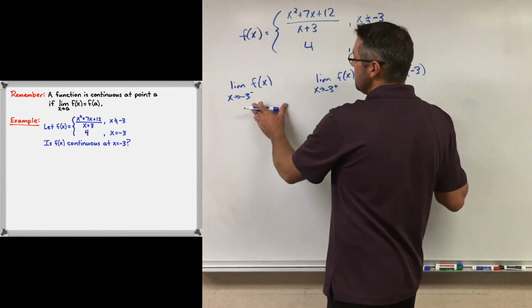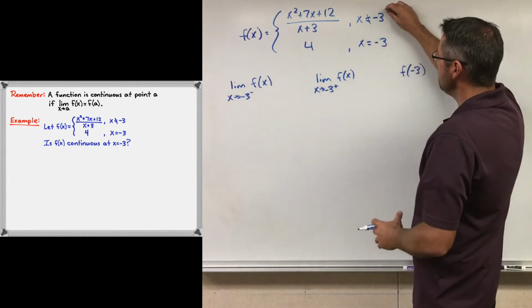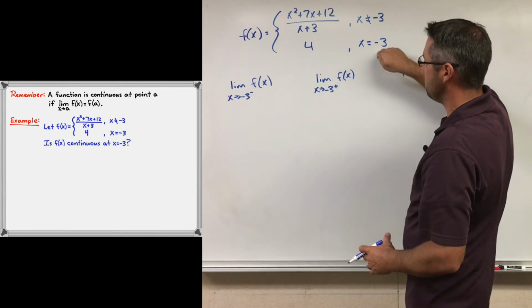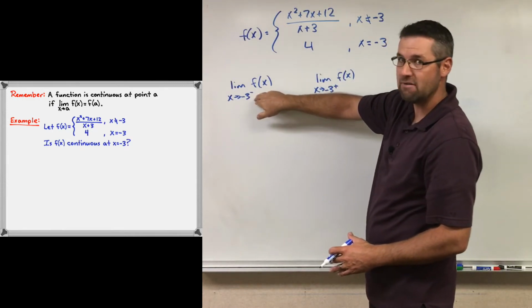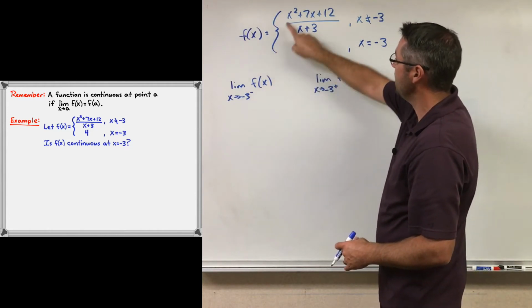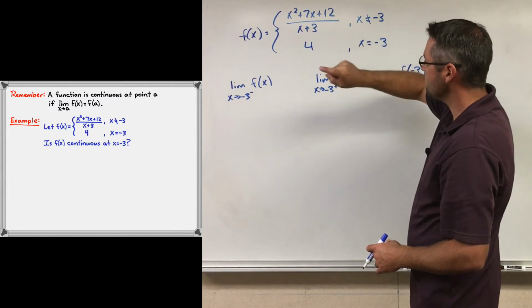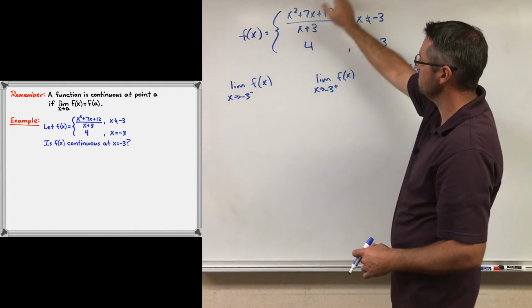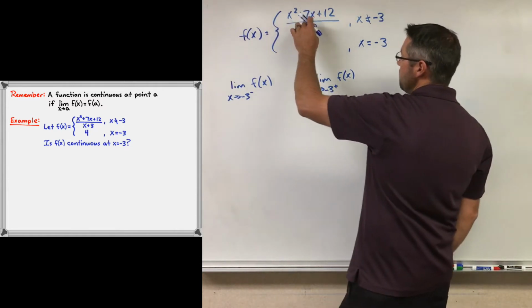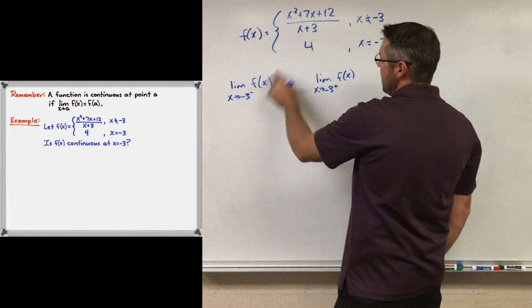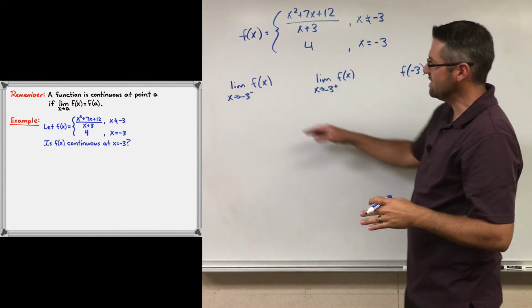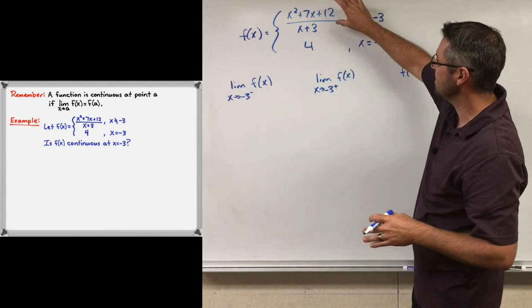In order to figure out the limit from the left, which piece are we going to use? We're going to use the upper piece, because the lower piece is only at negative 3, and we are looking for all the values left of negative 3. Remember, we check for substitution. So I plug in negative 3. Negative 3 squared is 9, plus 7 times negative 3, which is negative 21. So 9 minus 21 plus 12 is 0, and negative 3 plus 3 is 0. So we get an indeterminate form when we do substitution. We're going to get the same thing on the right because we're using the same function.